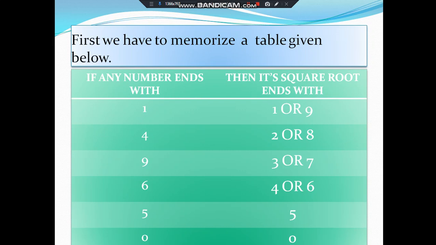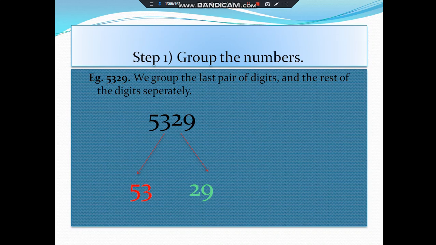If any number ends with 6, then its square root ends with 4 or 6. If any number ends with 5, then its square root also ends with 5. And if any number ends with 0, then its square root also ends with 0. So now let us begin with an example.